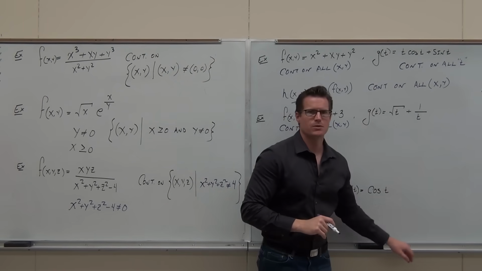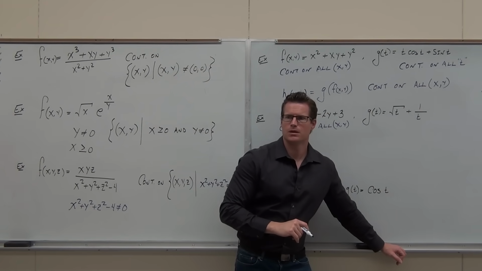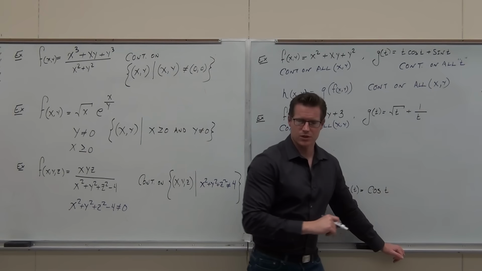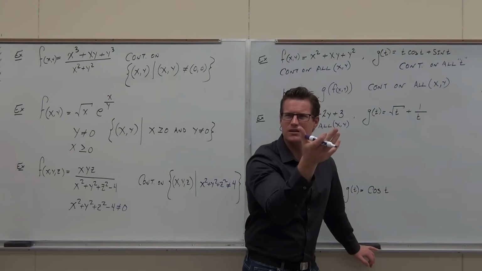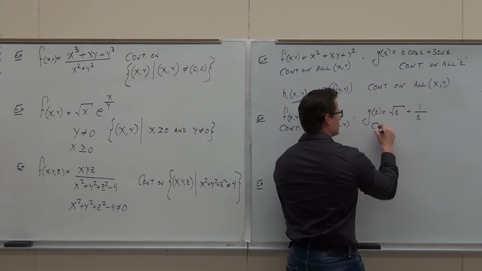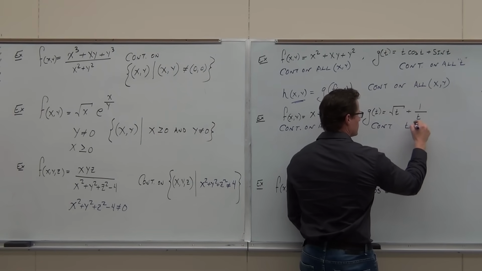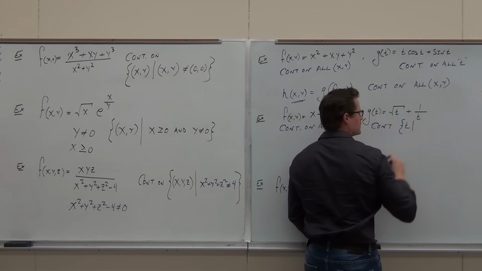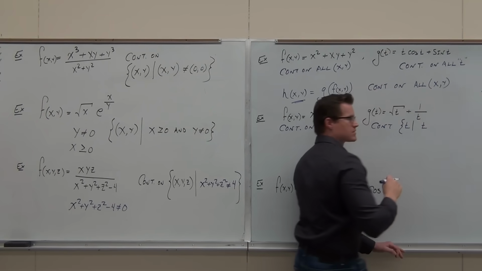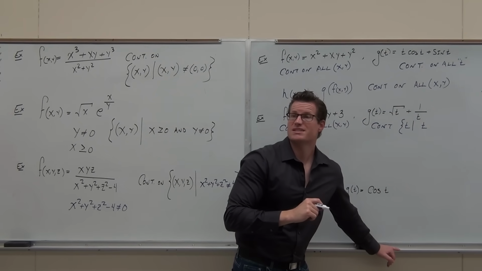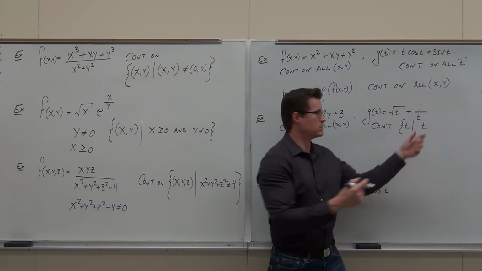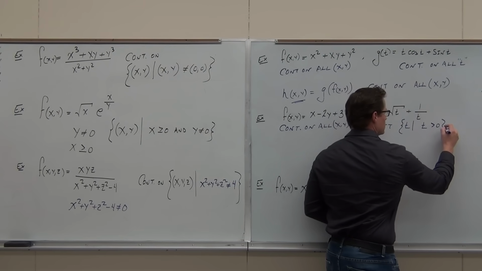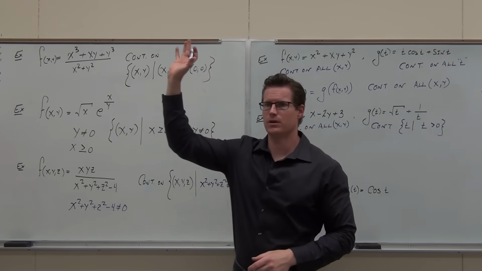True or false, this is continuous on all t. Yes, no? No, false. Continuous on t such that what? Greater than 0. Such that t is greater than 0. Let's make it really simple. This says greater than or equal to 0. This just takes away the equal. So, if you feel okay with that one.